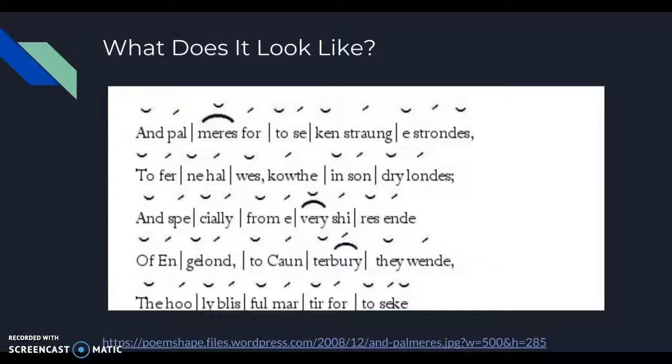As you can see, we have the curved line followed by the short line to represent which syllables are stressed and which ones are unstressed. Remember, the curved line is unstressed and the short line is stressed.